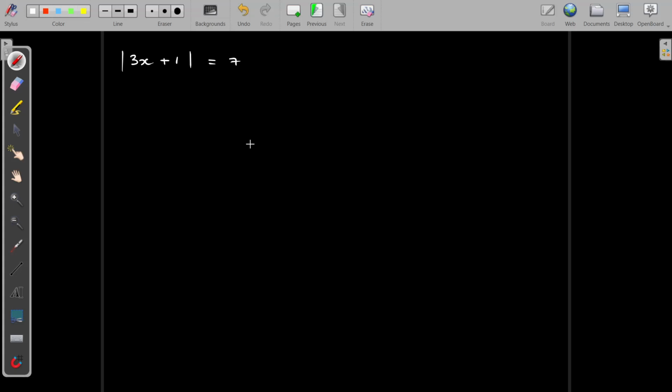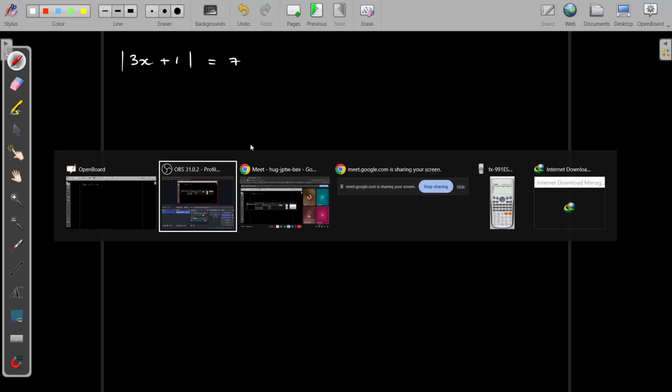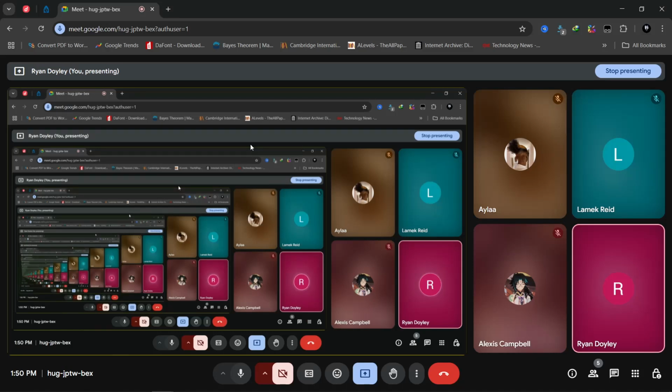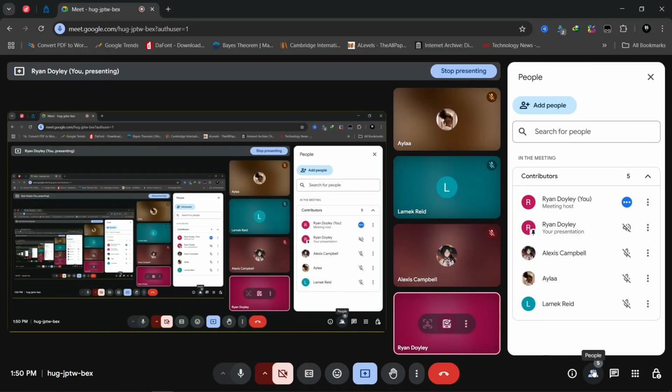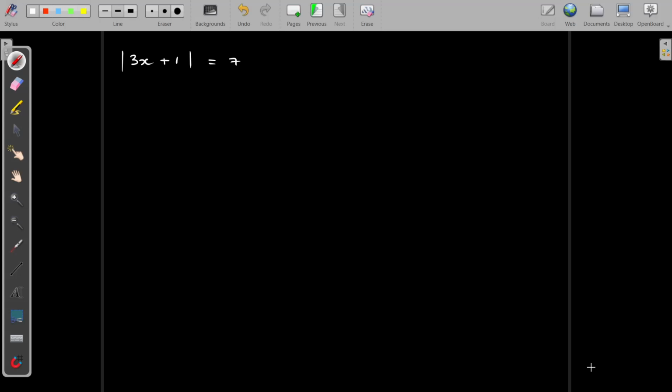Finish. Alright, so I'm seeing here in the chat x is equal to 2 and x is equal to negative 8 over 3. Can anyone else confirm?